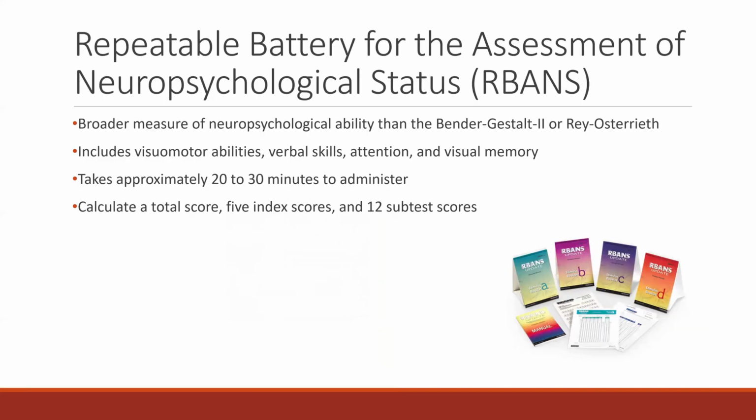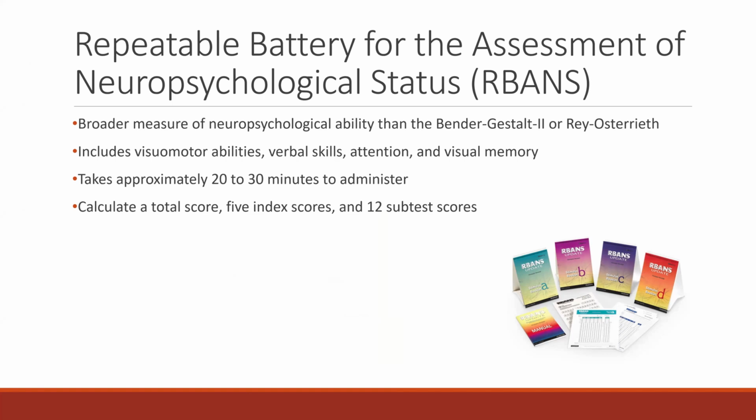We also have what's referred to as the RBANS, the Repeatable Battery for the Assessment of Neuropsychological Status. The RBANS is a nice broad measure of neuropsych ability. Your textbook goes over some other neuropsych batteries that I encourage you to read about, but you can just know that the RBANS is much broader. It includes things like visuomotor abilities, verbal skills, attention, and visual memory. And the really nice thing about the RBANS is it only takes about 20 to 30 minutes to administer.